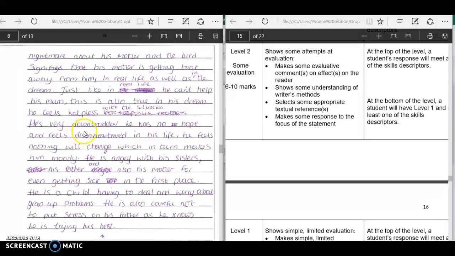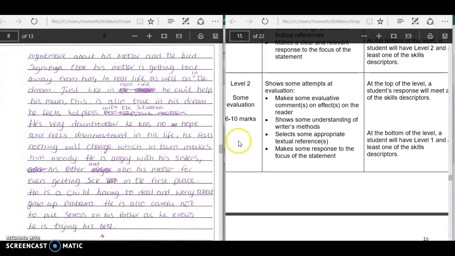Okay, so here you said he's very downtrodden, he has no hope and feels disheartened in his life. He feels nothing will change, which in turn makes him moody. So yeah, I suppose there is some there. So overall, I think it just does tip into level 2.